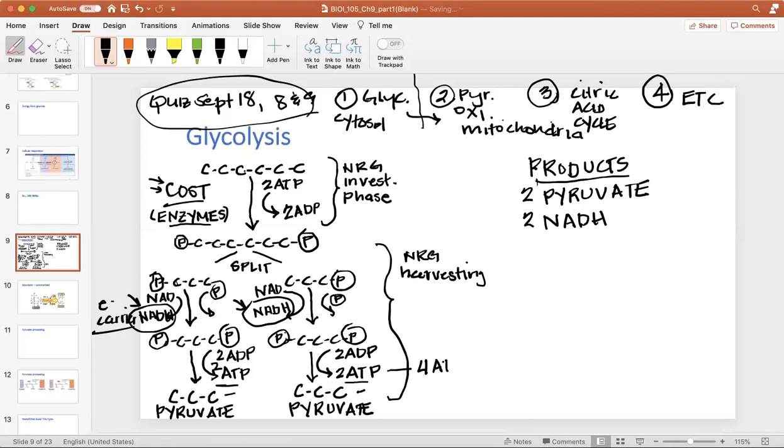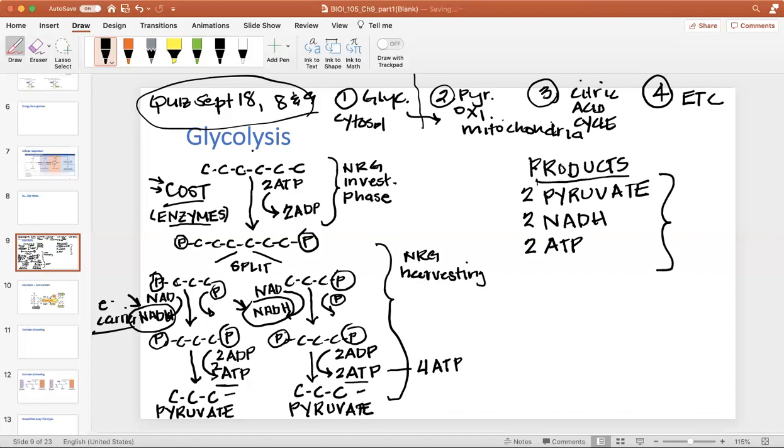But remember that we had to invest some ATP back here at the very beginning to get this whole party started. So we used 2, but we gained 4. So our net gain from this process is 2 ATP molecules. So this is what you get out of glycolysis, okay?